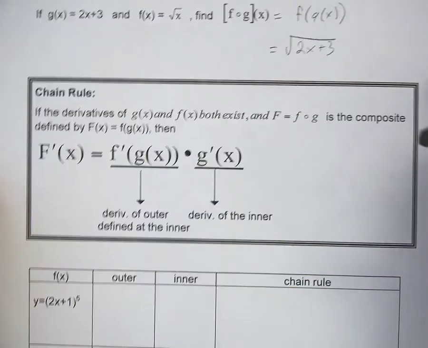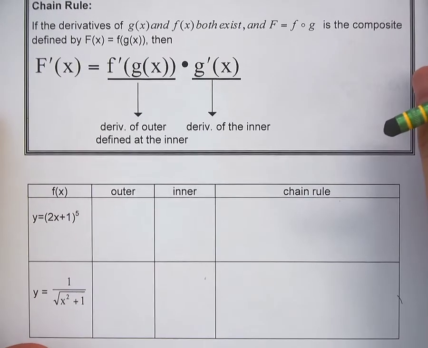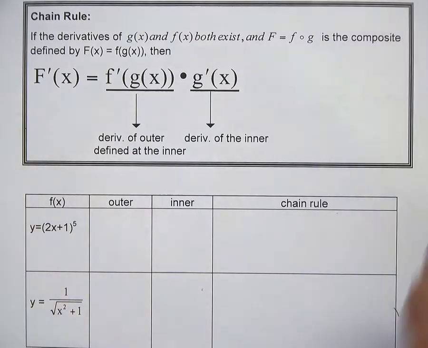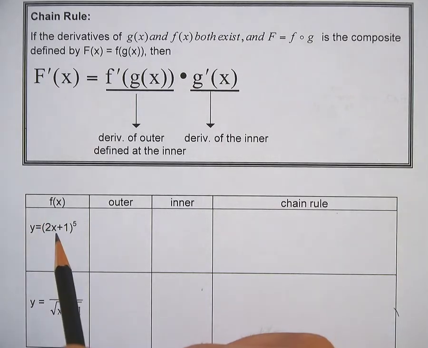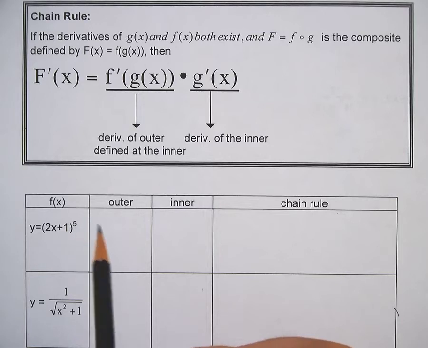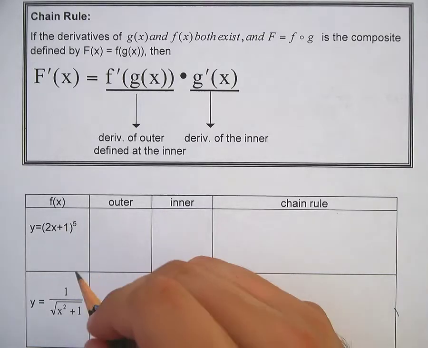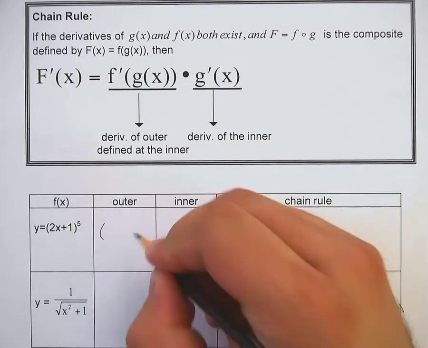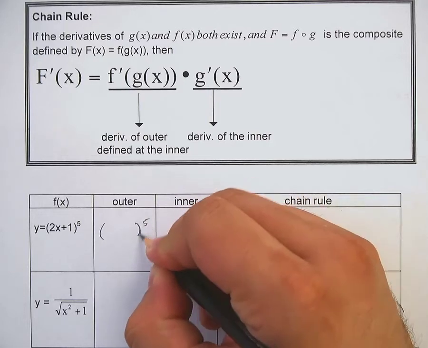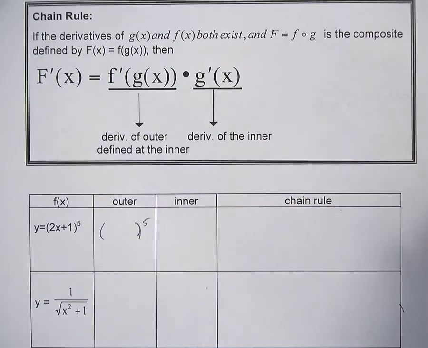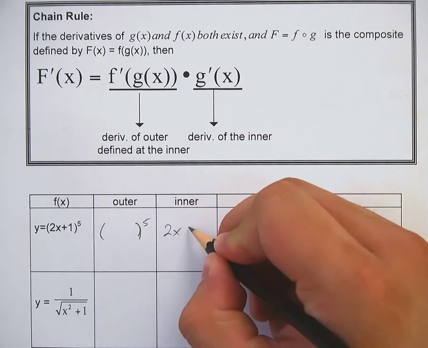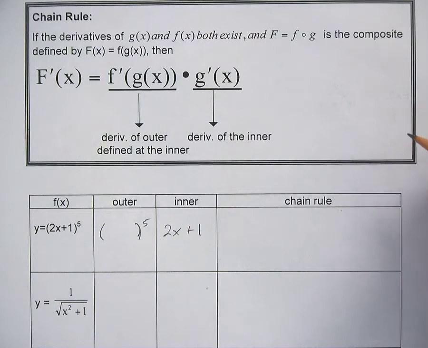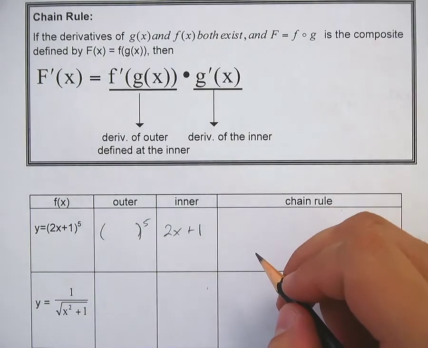Okay? So to help out with this, here's how we're going to look at it. Now, I think after a couple of these, hopefully this should make some pretty decent sense. Here's how we're going to look at this. For y equals 2x plus 1 to the fifth power, the outside of this is the fifth power, right? The outside of it is the fifth power. The inside of it is the 2x plus 1.